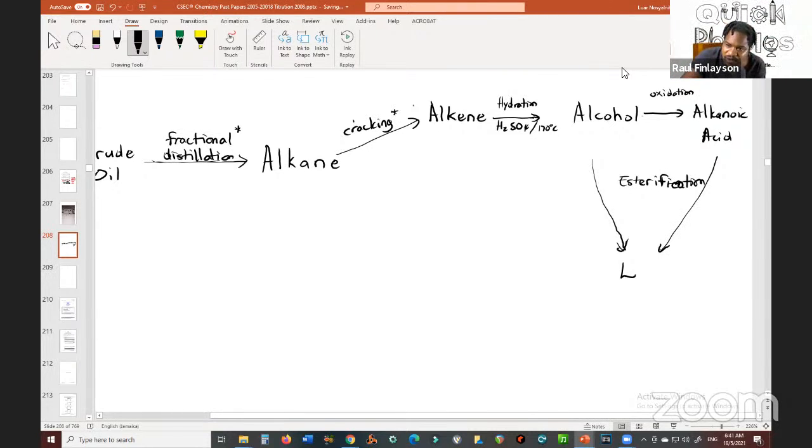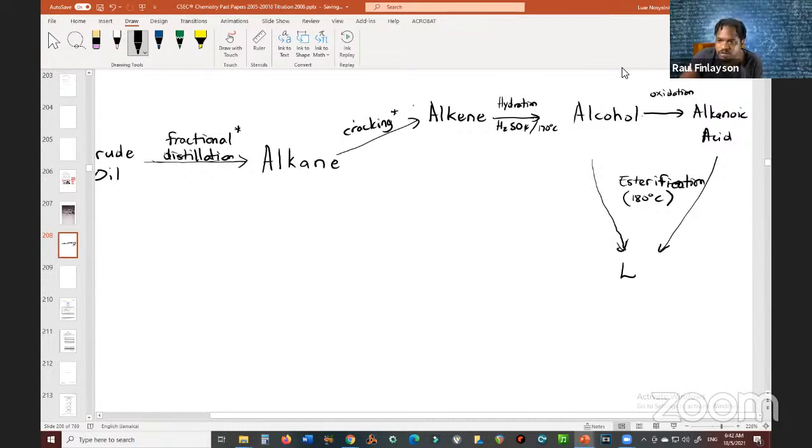And if we're making them artificially, this is how you'd make it. You'll get the alcohol and the alkanoic acid, and you mix them together in the process of esterification, which needs some heat. You need about 180 degrees for that. And I believe you're going to need some sulfuric acid there. But when you add these two together, with that temperature, you're going to get your ester. And that's pretty much the story.